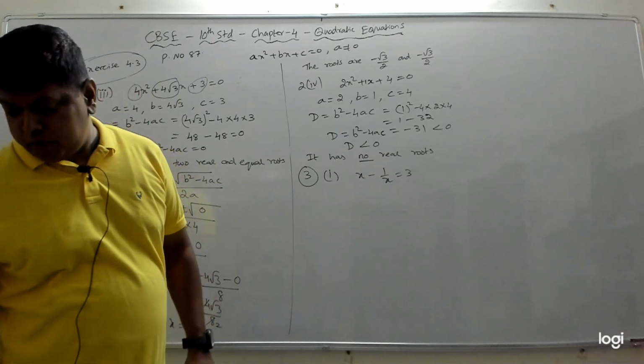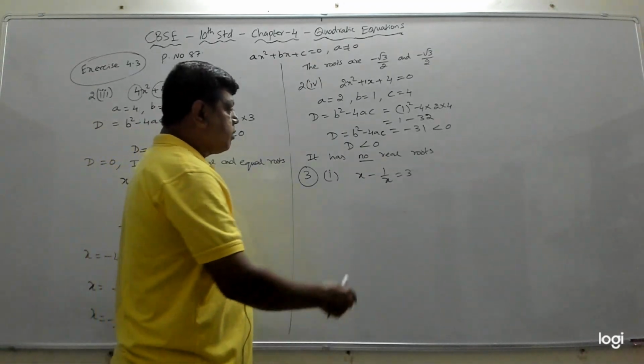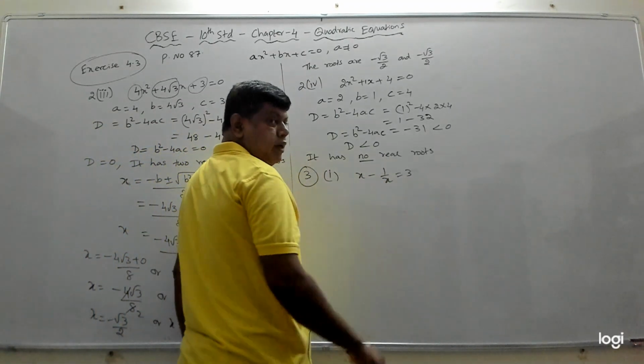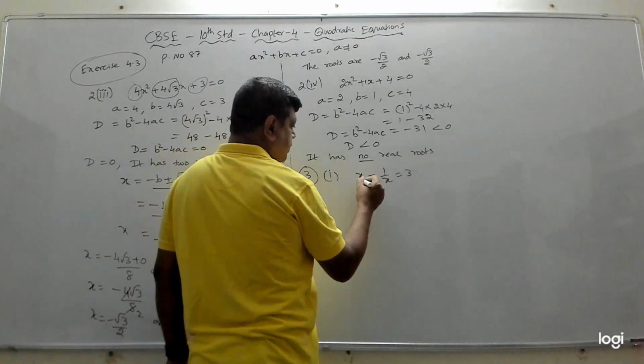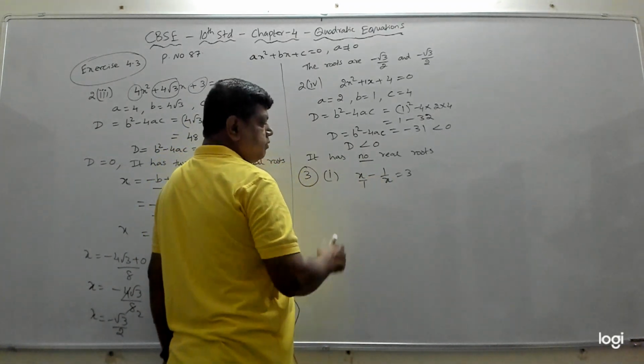x minus 1 by x equal to 3. Now how do we solve this? We have to convert this into a quadratic equation first, which means we will do fraction addition. x means x by 1. If nothing is there, it means by 1 is there.